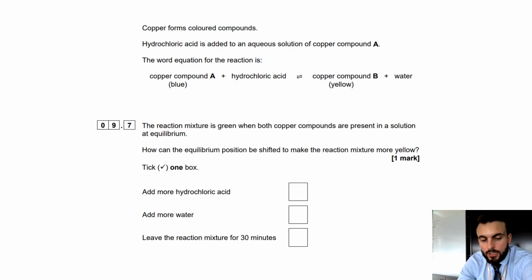Copper forms coloured compounds. Hydrochloric acid is added to an aqueous solution of copper compound A. The word equation for the reaction is given. The reaction mixture is green when both copper compounds are present in a solution, because it's blue and yellow together making the green colour for each copper compound mixed. How can the equilibrium position be shifted to make the reaction mixture more yellow?